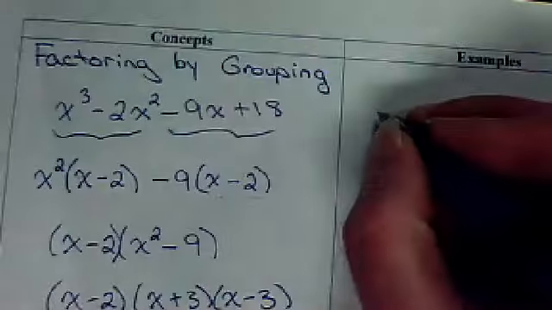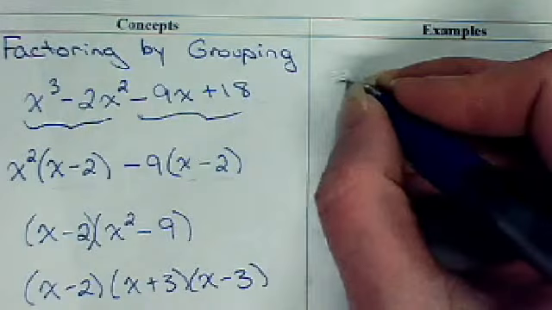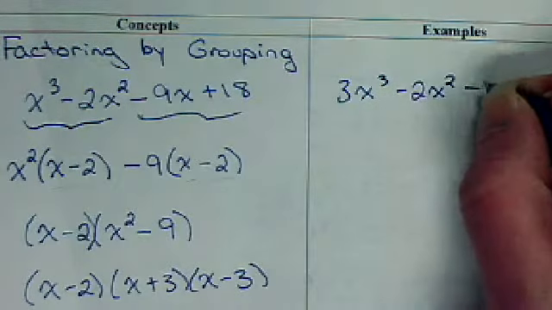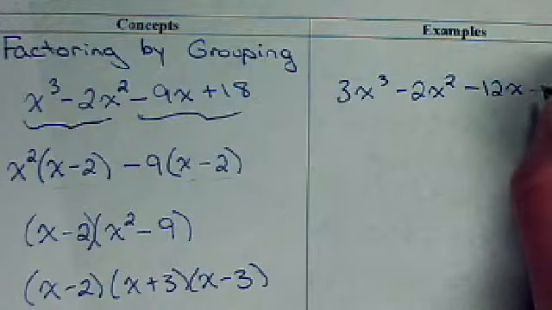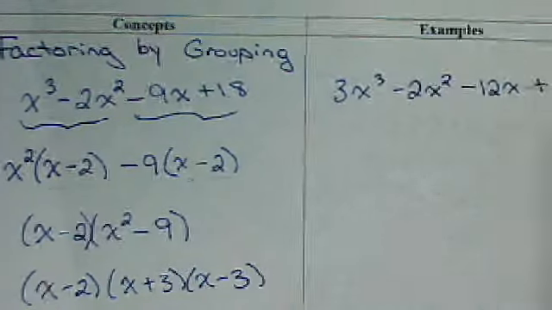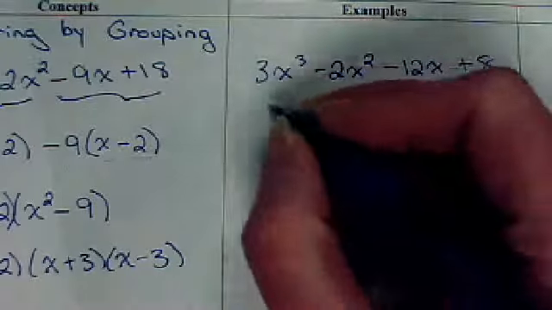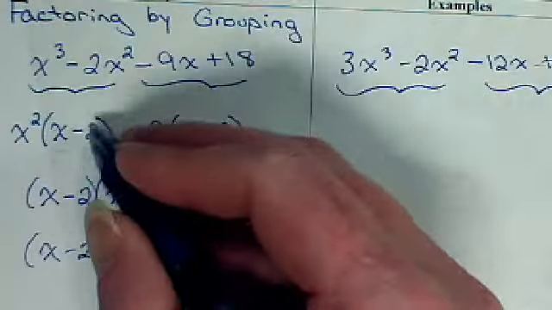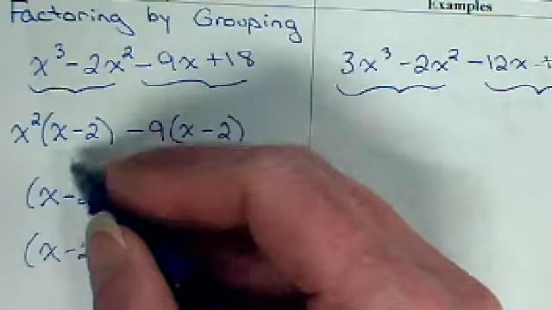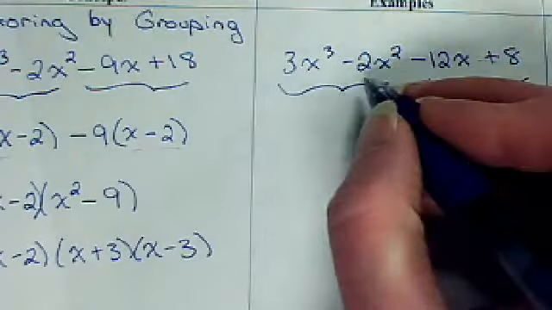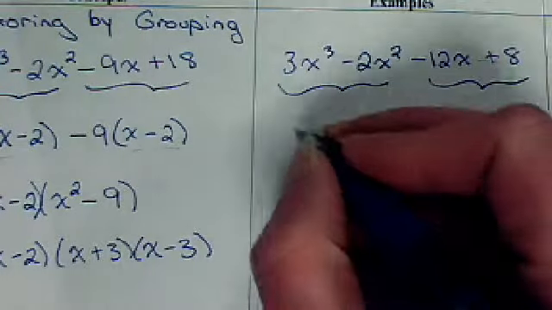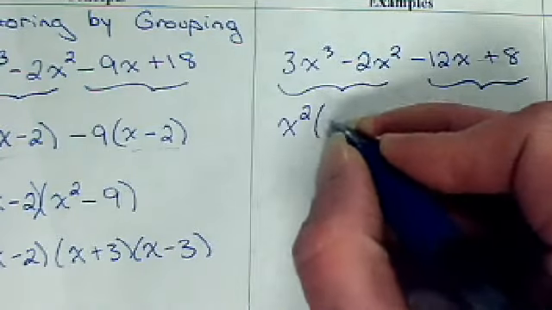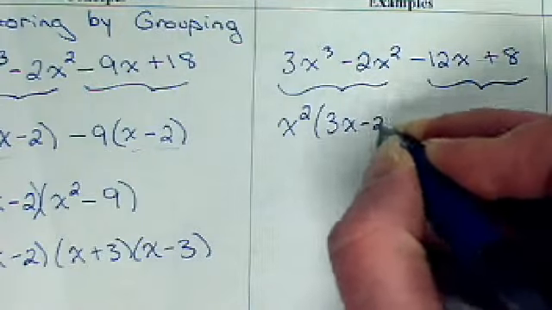Let's look at another one. 3x cubed minus 2x squared minus 12x plus 8. Okay, a little bit harder. Looking at each pairing, you'll notice what we're trying to do is get a common factor out of each pair. So when I go into here and look for my greatest common factor, I notice that's x squared. So I'm going to factor out x squared. That's going to leave me with 3x minus 2.